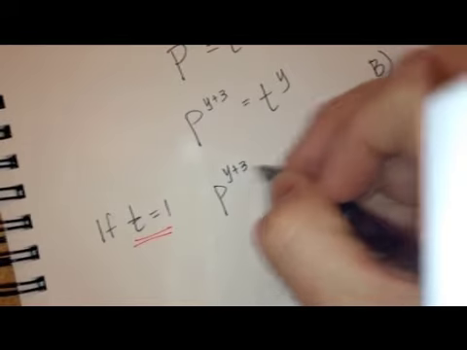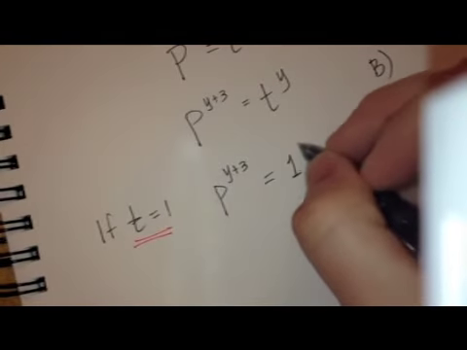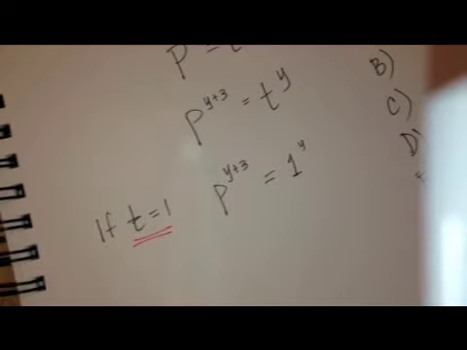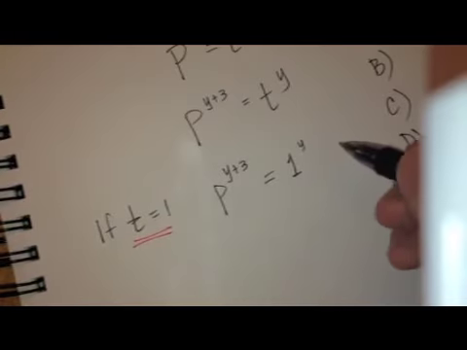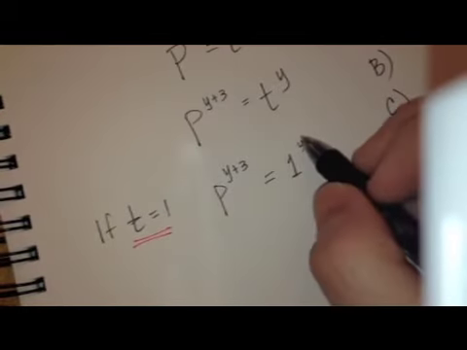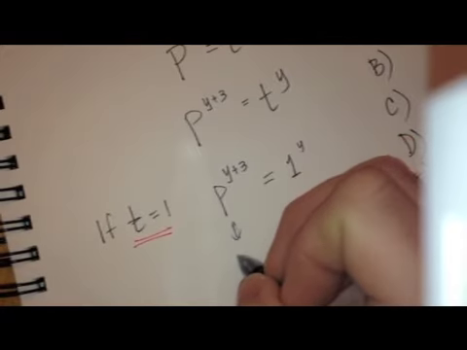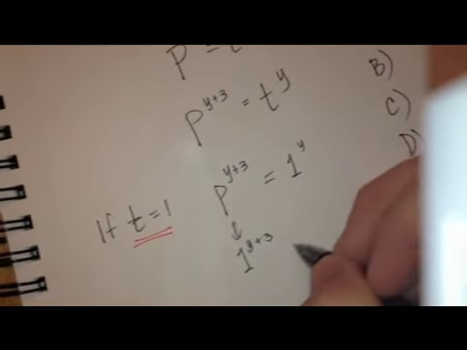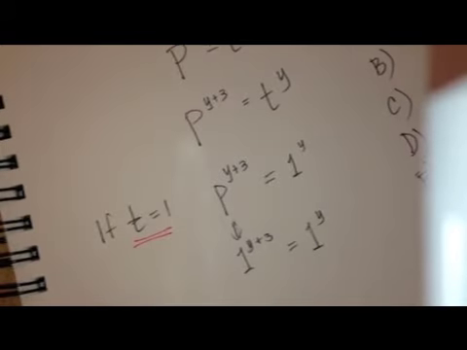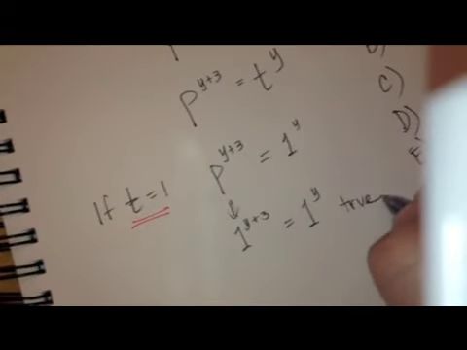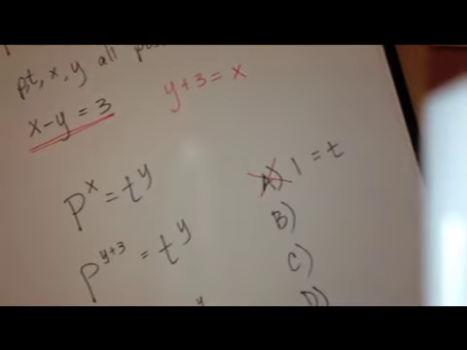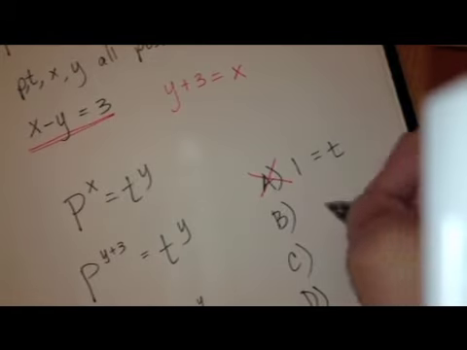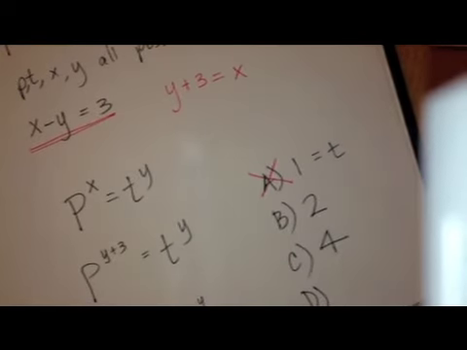P to the y plus 3 equals 1 to the y. Well, really, y could be any number. It doesn't really matter. As long as p was also equal to 1, I would know that that is true, which means that answer A is not our wrong answer. The other possibilities were 2, 4, 9, and 25.